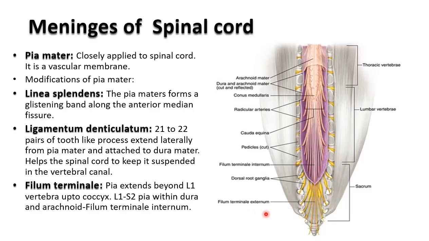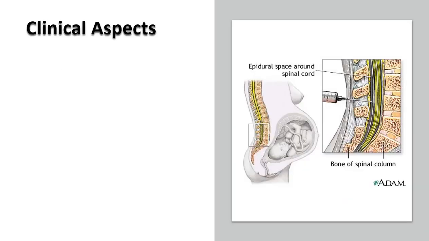filum terminale externum. Okay, so the filum terminale is pia, and it is divided into the filum terminale internum within the dura, extending from the conus medullaris, lower border of L1, to the second sacral vertebra. Beyond that, it is not covered by the arachnoid mater, and extending from S2 to the tip of the dorsal surface of the coccyx is called the filum terminale externum.